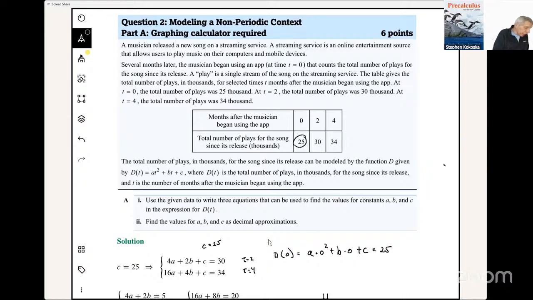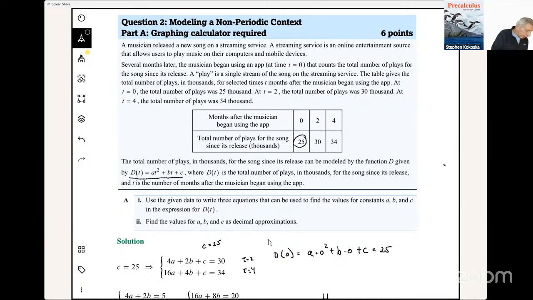Okay, well, the problem, boy, there's a lot of words here. The problem goes on to say the number of plays in thousands for this song can be modeled by this function D, which is given like this. So D is a polynomial of degree 2. It's a quadratic, where D is the total number of plays in thousands. t is the number of months after the musician began to use this app.